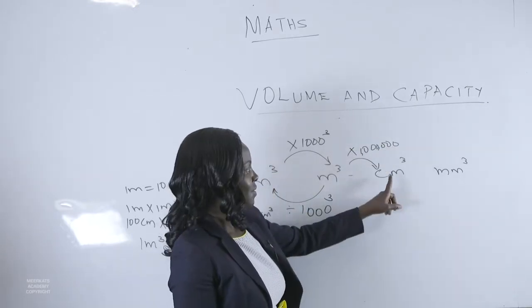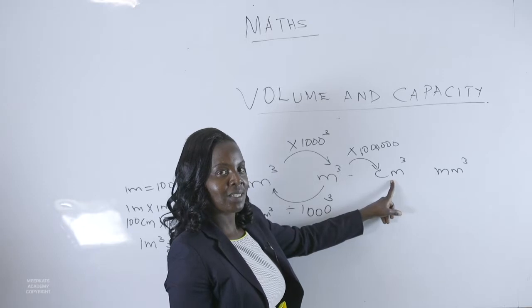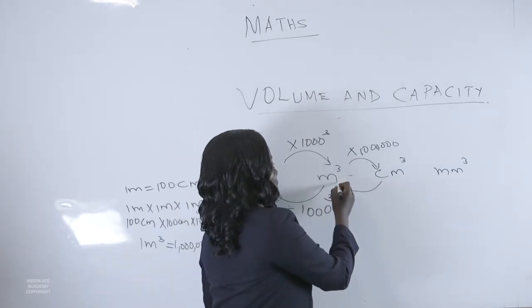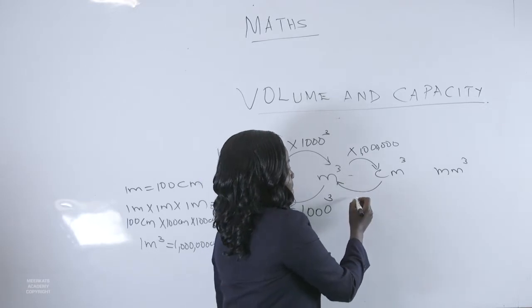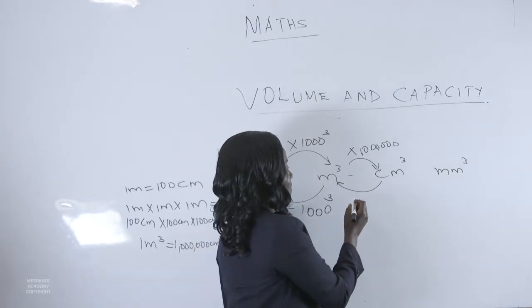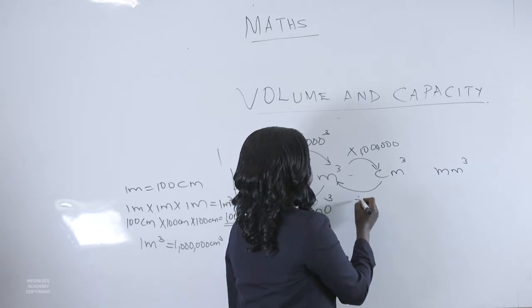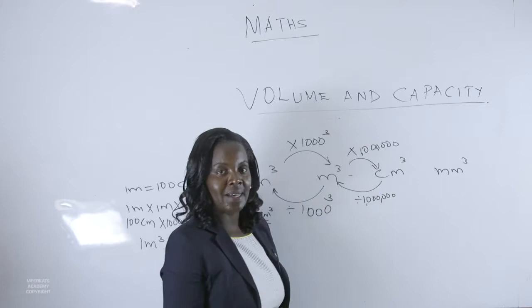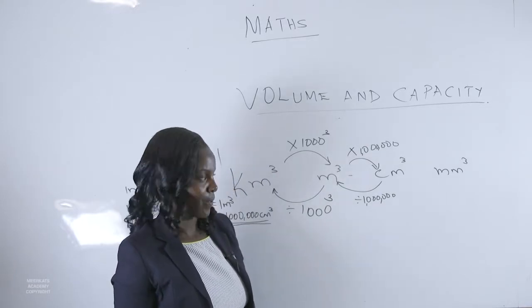If you are converting from cubic centimeters to cubic meters, you will then divide by 1 million.